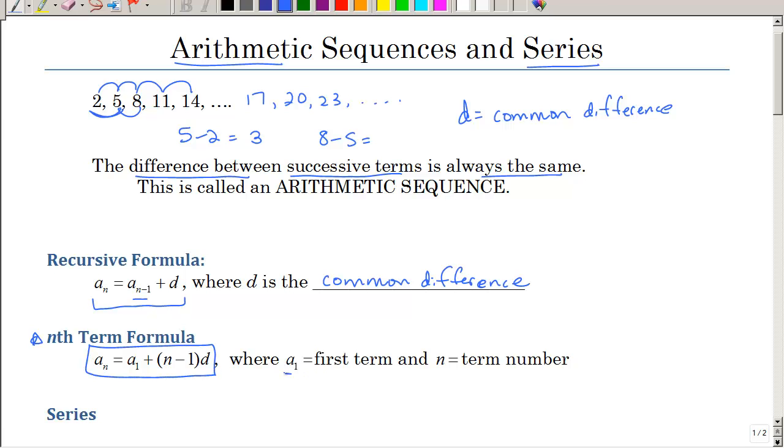where a1, of course, is the first term, n is the term number, like what place in line. Remember, n is also our domain. It starts out with positive whole numbers, 1, 2, 3, 4, 5. So if n is 5, that means it's the fifth one. So in this case, the fifth one would be 14. That means a sub 5 is equal to 14. And of course that d is the common difference.